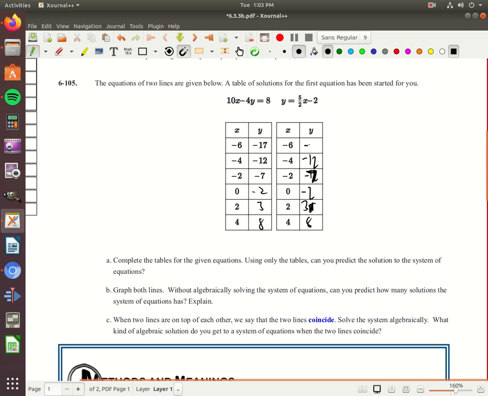I'm struggling here. And you can see by the tables, they're the same. So I think these lines are going to coincide. So it asked me to graph both those lines, so I will do that. And then I will come back and fix this. So let me see here. Yeah, I think I can just go into Desmos real quick.